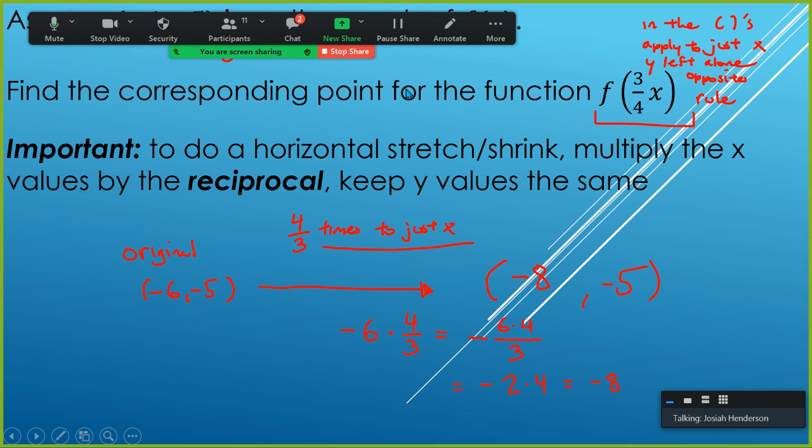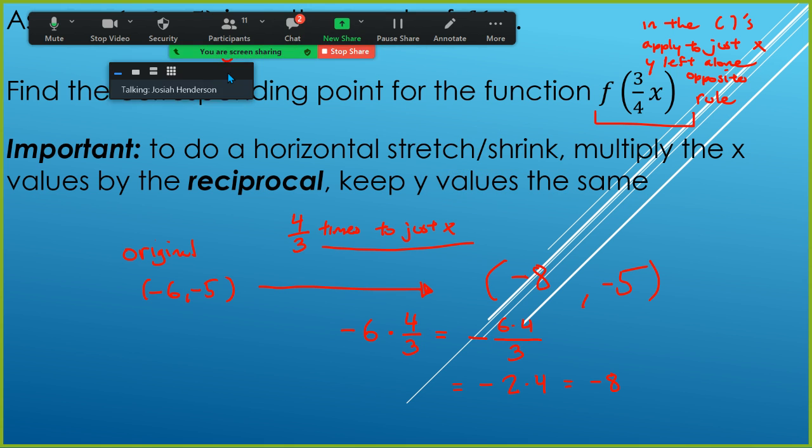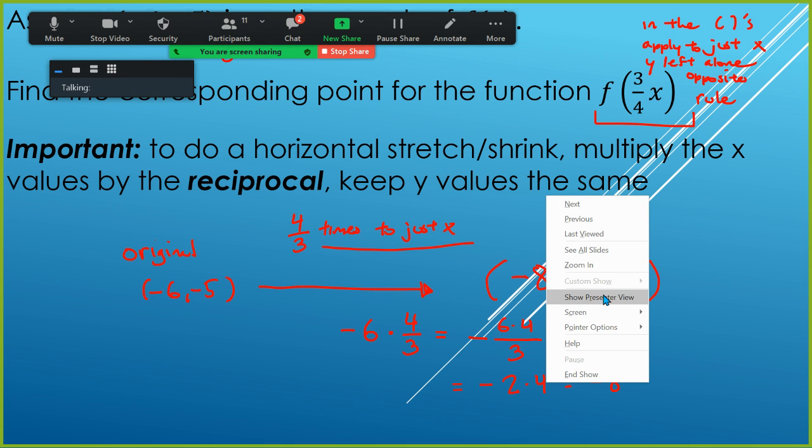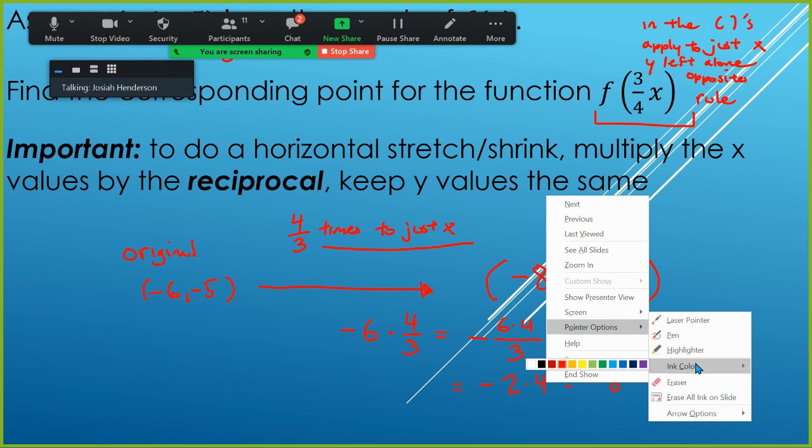So our new point is at (-8, -5). Josiah? Please. So to get a whole number, would we have to do 6 divided by 3? No, good question. Let's see what happens if we did it the other way. Let me just change my color to compare the two ways.